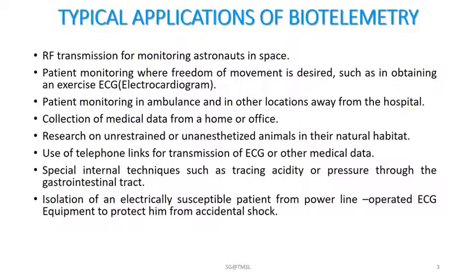Next is the use of telephone links for transmission of electrocardiograms or other medical data. Number seven is special internal techniques such as tracing acidity or pressure through the gastrointestinal tract. Then next is the isolation of an electrically susceptible patient from power line operated ECG equipment, to protect him from accidental shock.